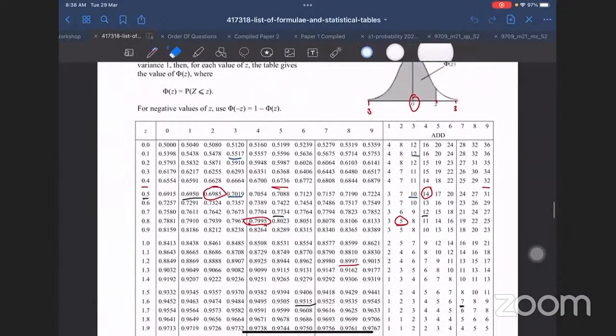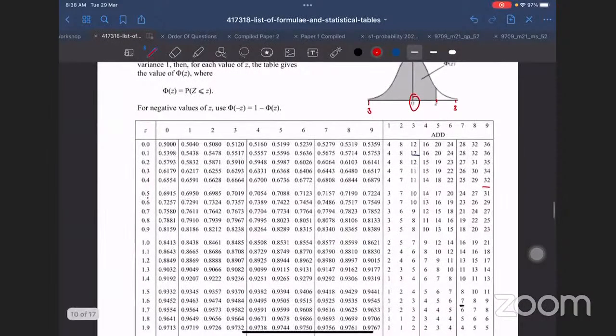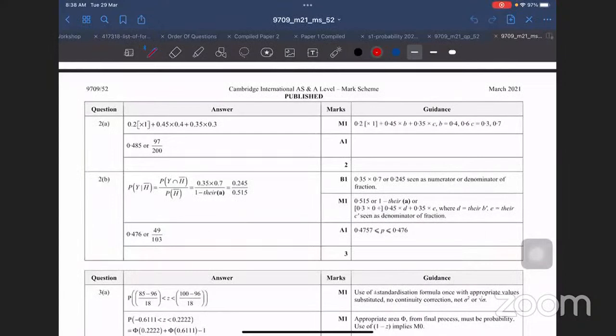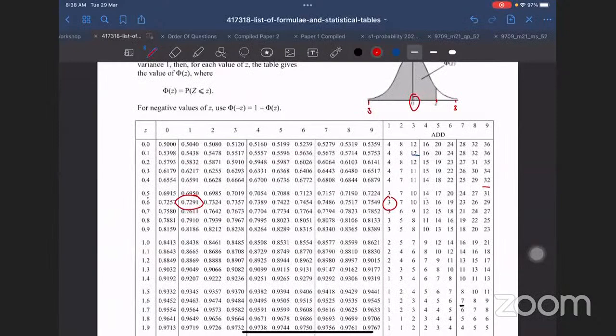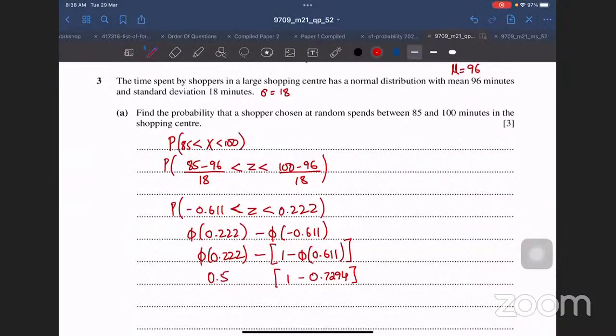0.611 is 0.7291 plus 3, so 0.7294. 0.222 is 0.5879. So 0.5879 minus 1 minus 0.729 gives me 0.3173, which is 0.317.